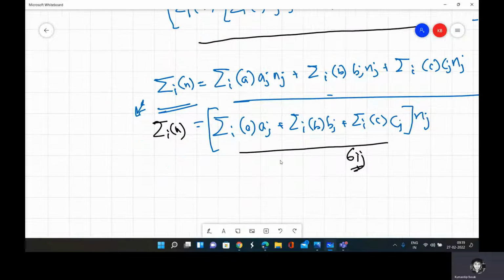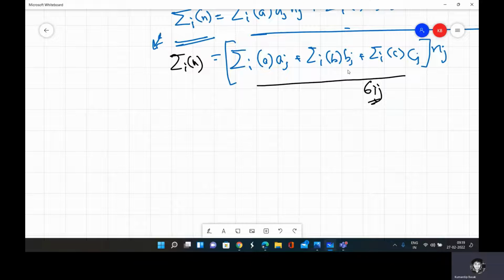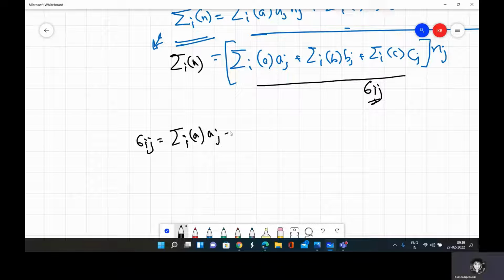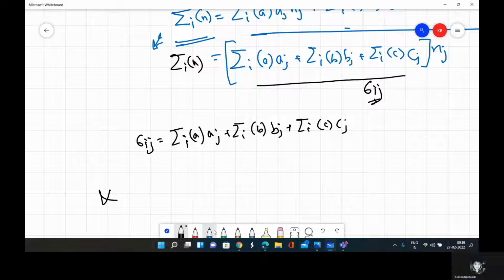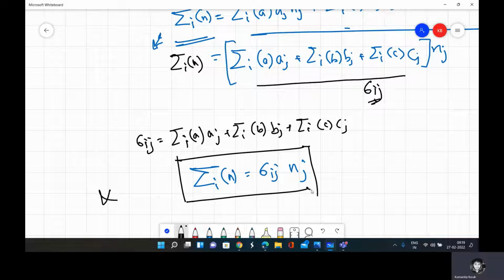and because, as you can understand, it has both indices i and j, we can write sigma ij as a_i a_j plus b_i b_j plus c_i c_j, and we can write this thing as sigma ij into n_j. This is a very important expression.